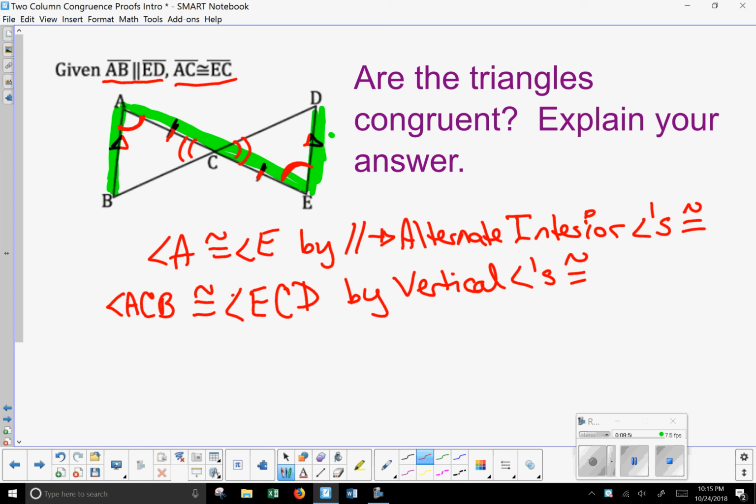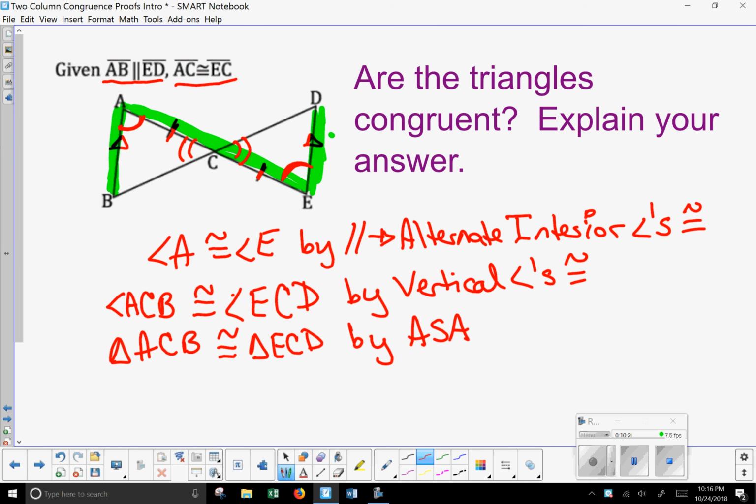Okay, good. So now that I've marked my figure with everything I can mark, are these triangles congruent? The answer is yes. I now know that triangle ACB is congruent to triangle ECD by angle, side, angle. Okay, so we've been doing problems like that over the last week or so.